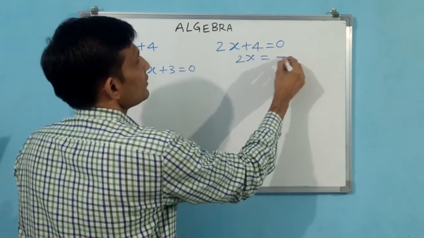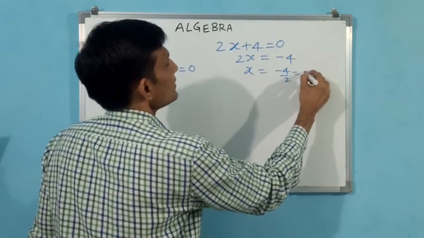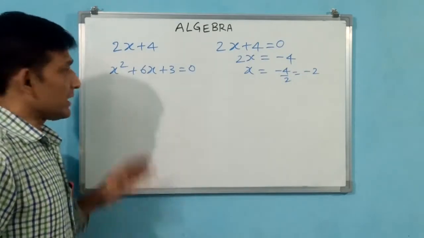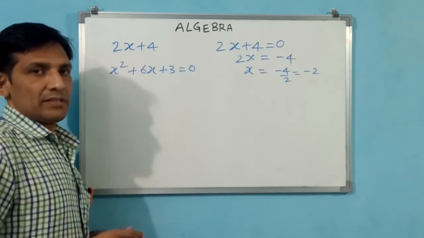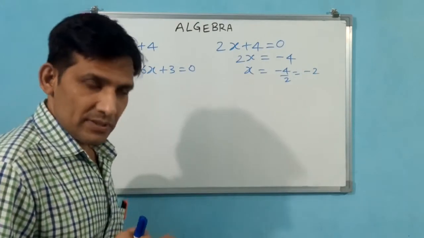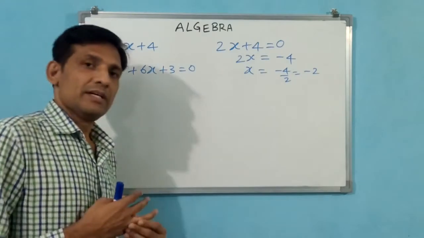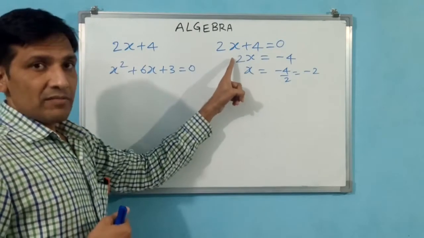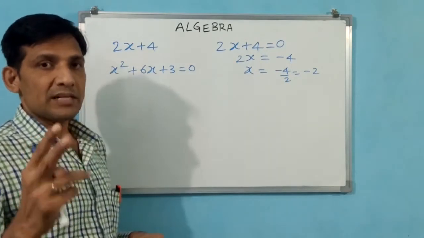2x is equal to minus 4. X is equal to minus 4 by 2, that is equal to minus 2. Okay. Here the x value has come, but here the x value will not come that easily because this is a quadratic equation. For finding the x value, two processes are there. One is the factorization method, another one is the direct formula. For a linear equation, only one value of x will be there. For a quadratic equation, x has got two values.